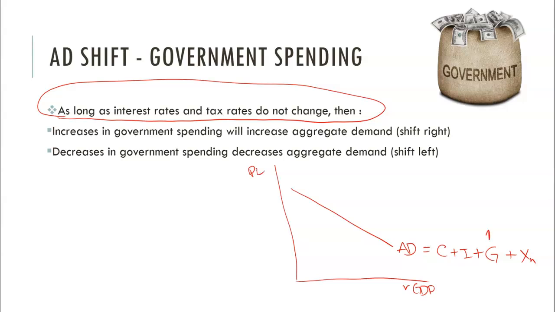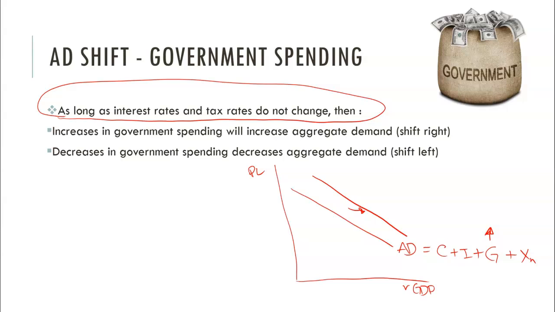Okay, so if government spending goes up, but they have to raise taxes to do so, then consumption and investment would go down, and the effect would just cancel out. You would get no shift. So instead, the only way for an increase in government spending to cause aggregate demand to shift to the right is if tax rates don't change. They're not raising taxes on households and businesses.